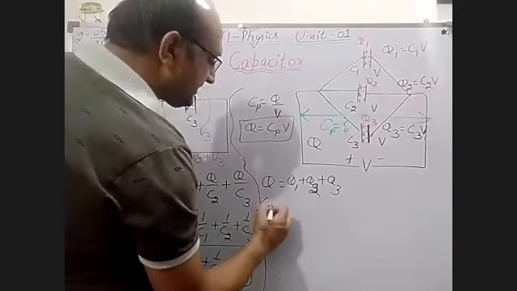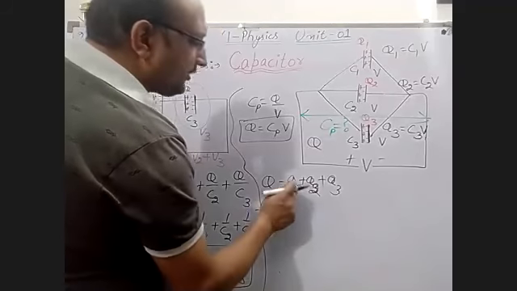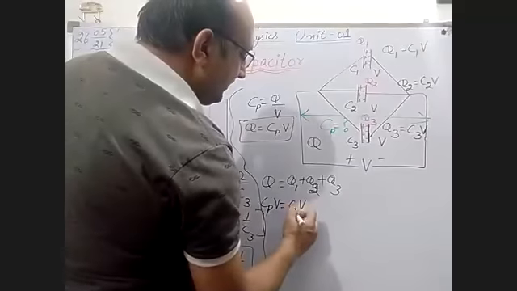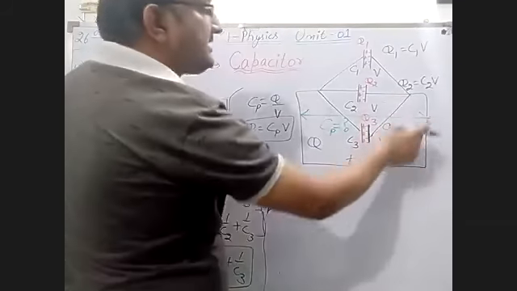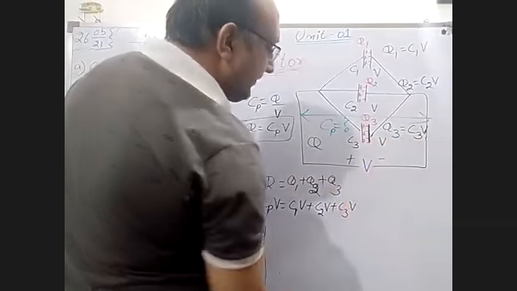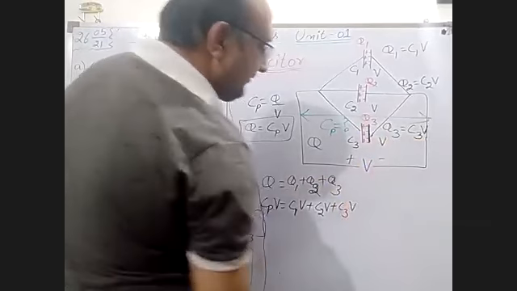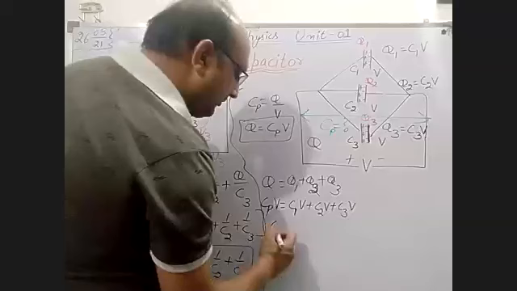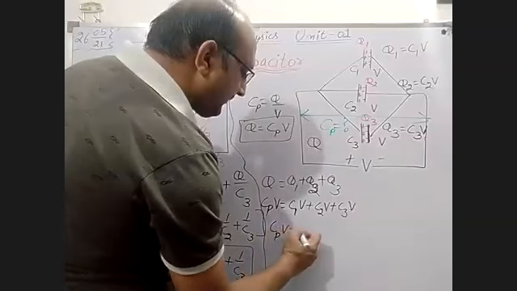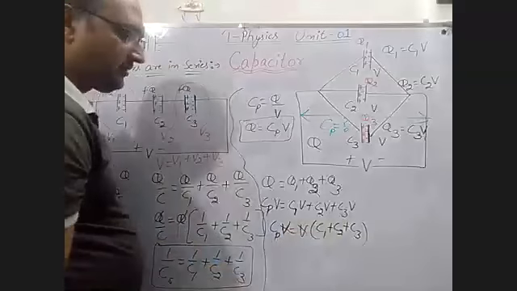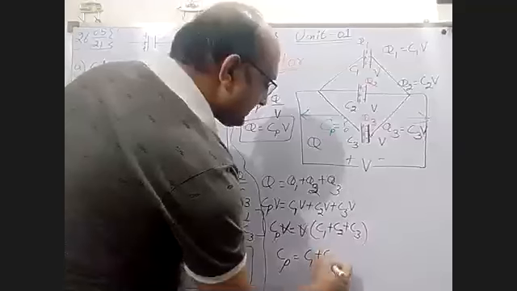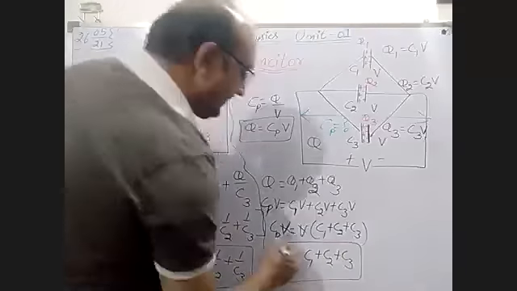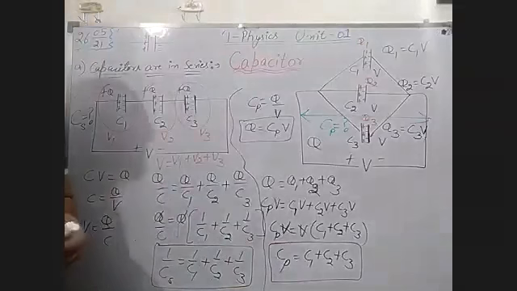Then we get CpV is equal to, what is the value of Q1? C1V plus, what is the value of Q2? C2V plus, what is the value of Q3? C3V. Now what is common here? Capital V is common. Now cut V from V, and the rest is equal to C1 plus C2 plus C3. In this way, we can calculate the capacitance in parallel.